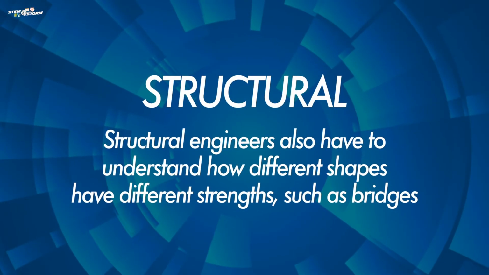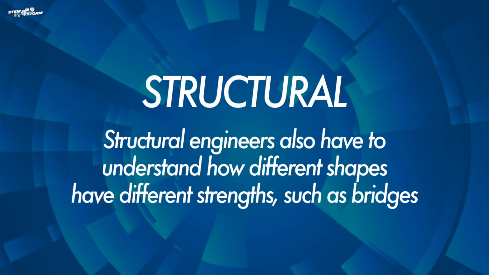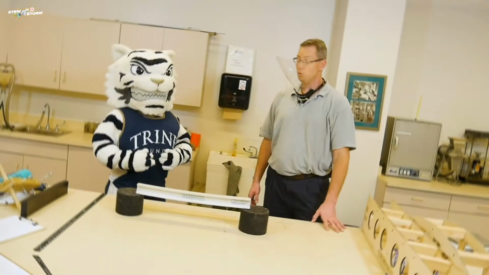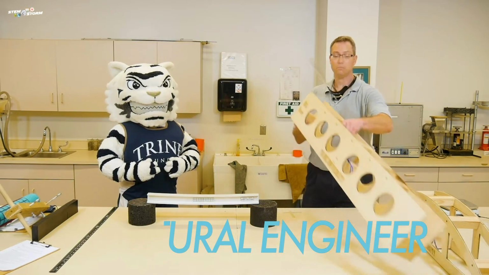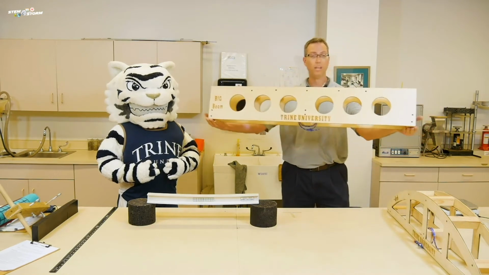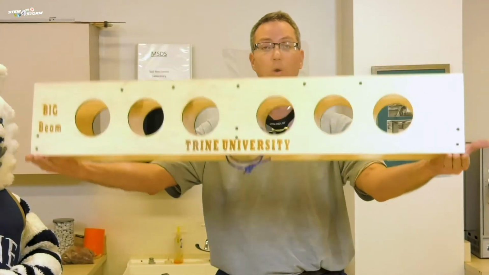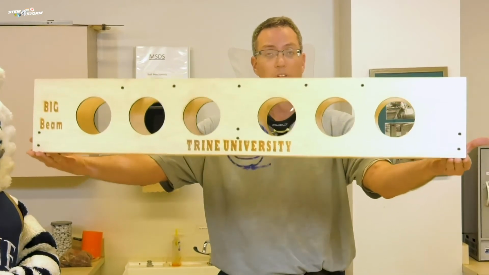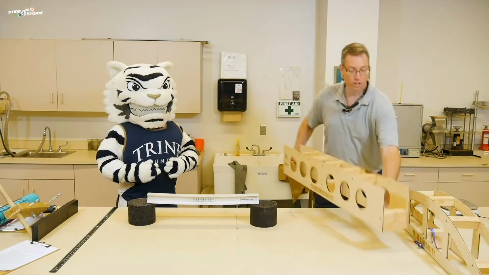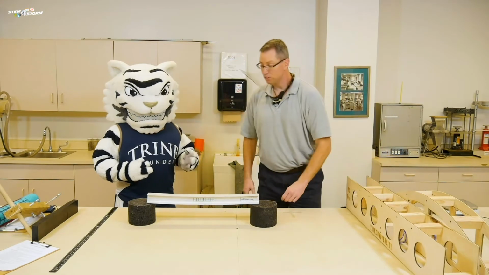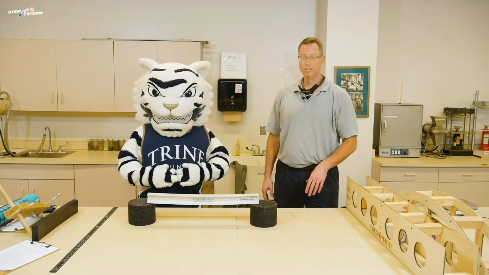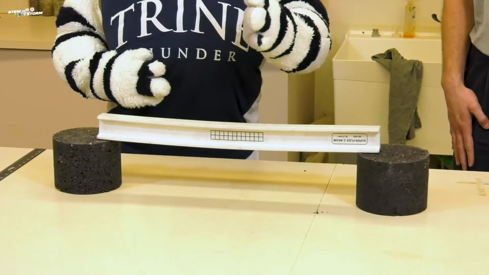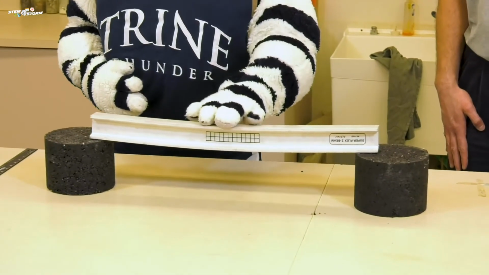Structural engineers also have to understand how different shapes have different strengths, such as bridges. So what I want to talk about now is how forces flow through structures. This first structure is a beam. A real beam might look something more like this, where it's long, something's holding it up at each end, and it can be loaded at the top. I've got a rubber beam sitting on two supports, and Storm is going to show us how when we push on that, it deforms downward.